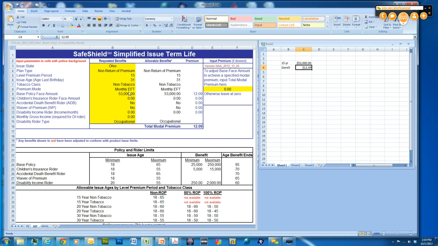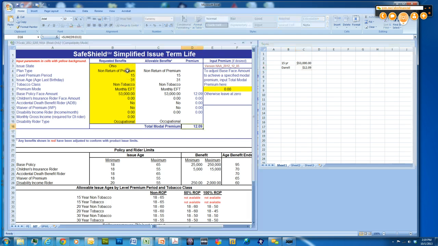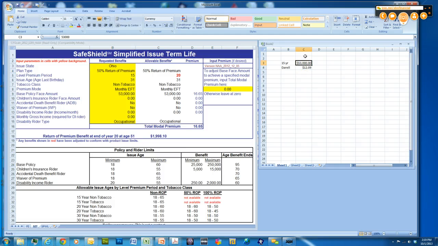So the next thing I'm going to do is say, well, why don't we put an option for 50% return of premium? Okay. In fact, let me write this down where I can understand it. This is 15-year term. Okay. Now notice here that when I put 50% return of premium, you've got the requested benefits in the yellow and then the allowable benefits.